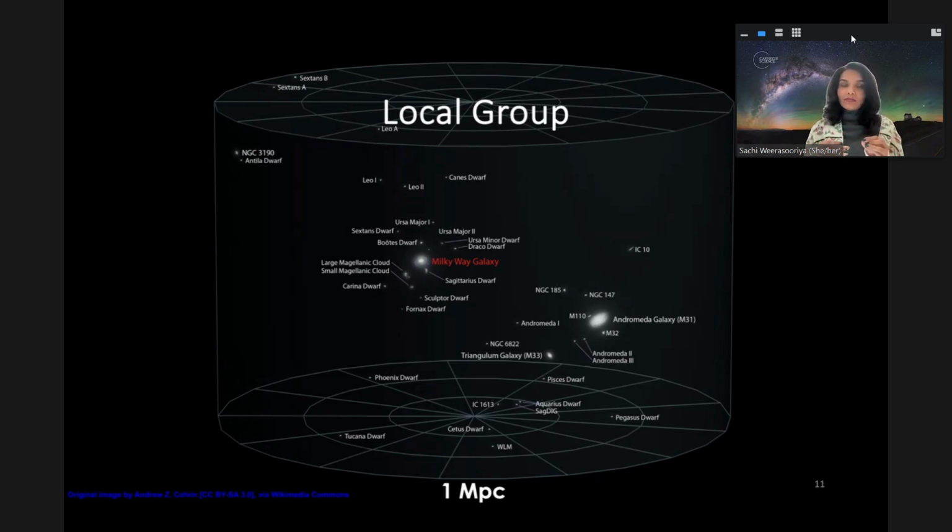Local group consists of the Milky Way and the Andromeda galaxies. Both of these systems are similar in mass and surrounded by these tiniest dwarf galaxies. These are called satellite galaxies. They are falling in as time moves forward. These satellite galaxies fall in to the gravity of these larger galaxies.